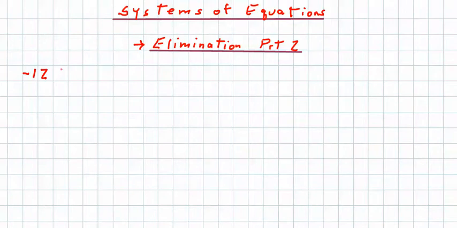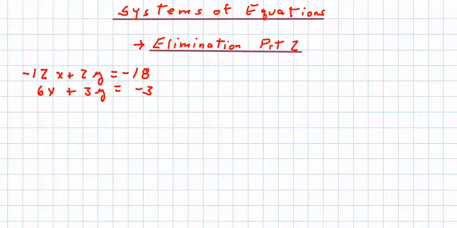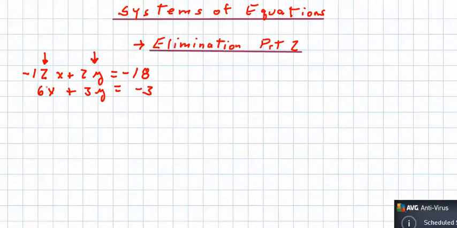Negative 12x plus 2y equals negative 18, and 6x plus 3y is equal to negative 3. Now I see, if I add the x's together, nothing eliminates. If I add the equations together and look at my y's, nothing eliminates. There's no sense adding the two equations together.